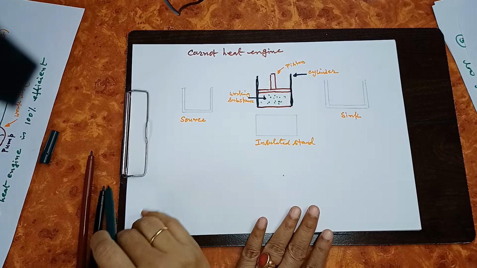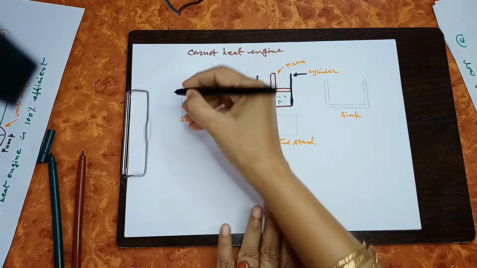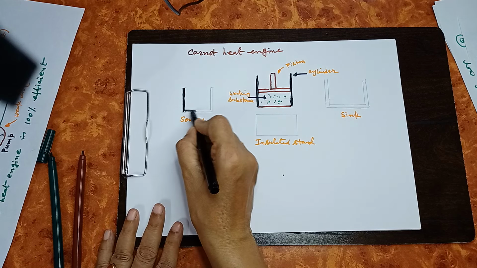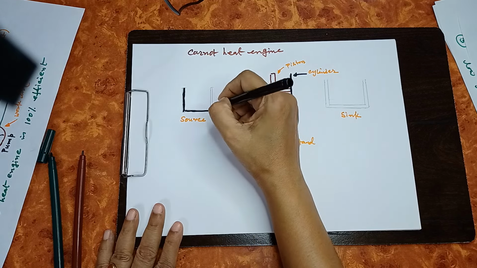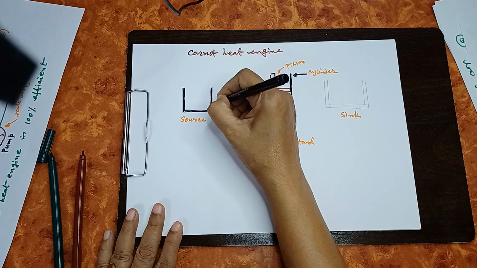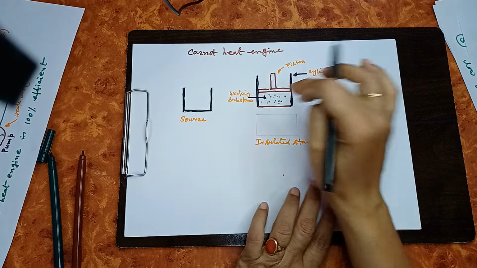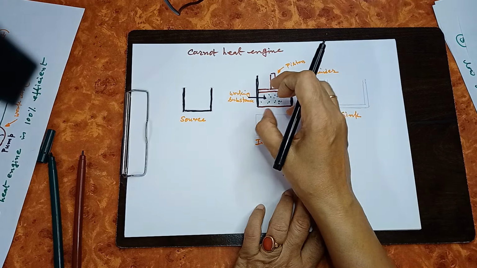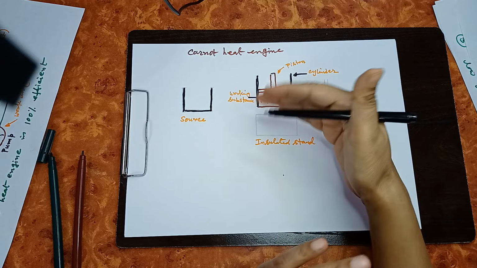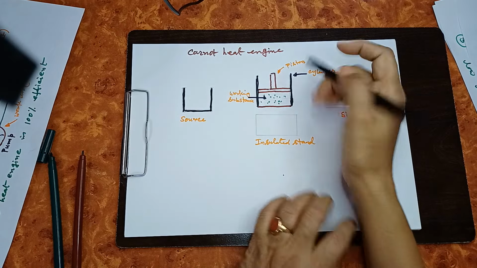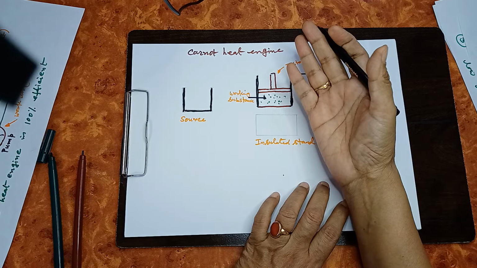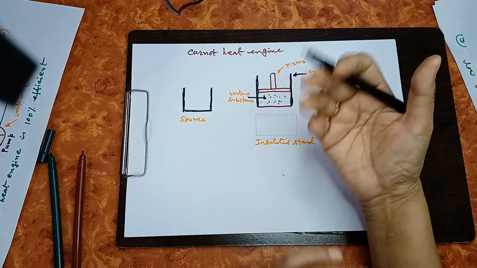What is the another part? Another part is the source or heat source. This heat source is nothing but the heat reservoir or high temperature heat reservoir, from where the working substance present in the cylinder absorbs heat. As you have seen, a part of it is converted to mechanical work. How? It will push the piston. That means expansion will take place. During expansion, work is done by the system.